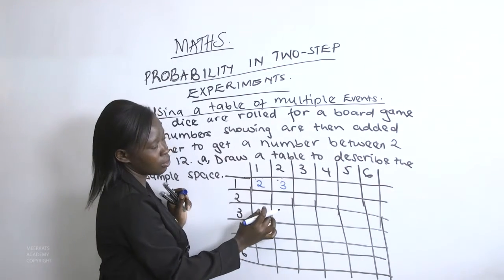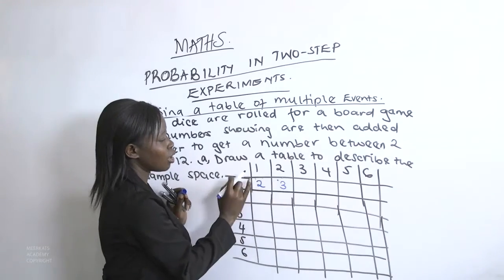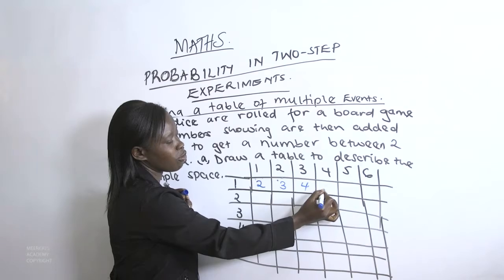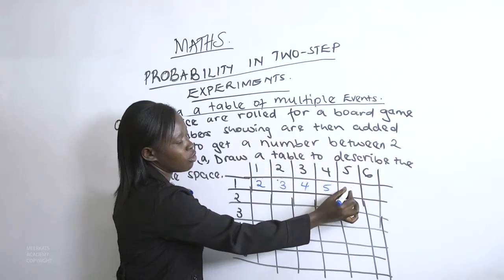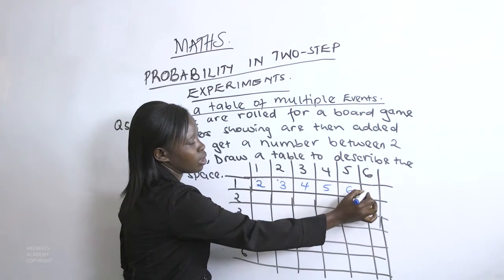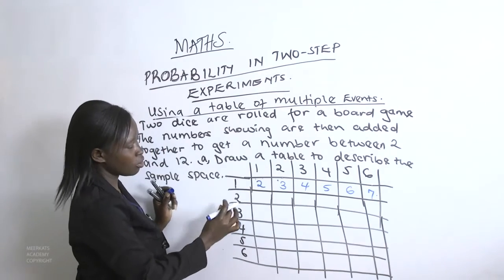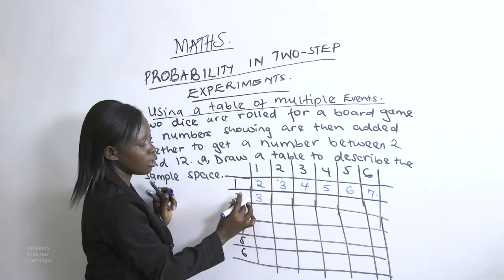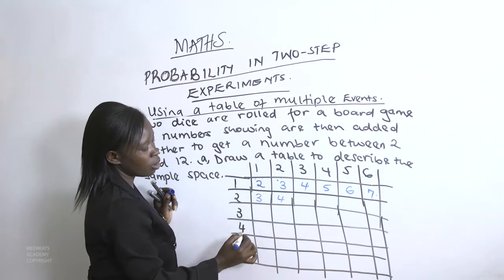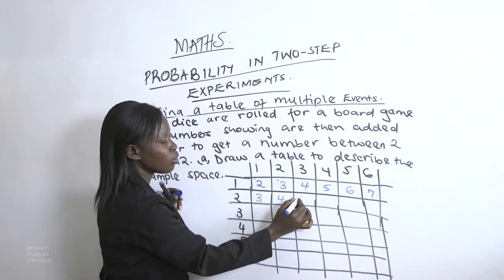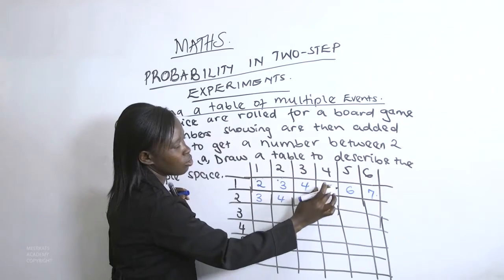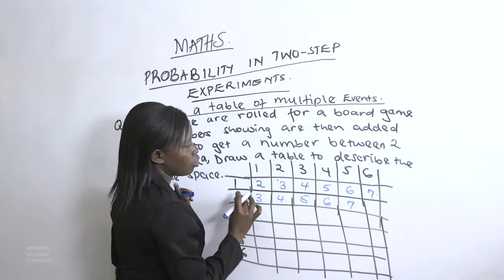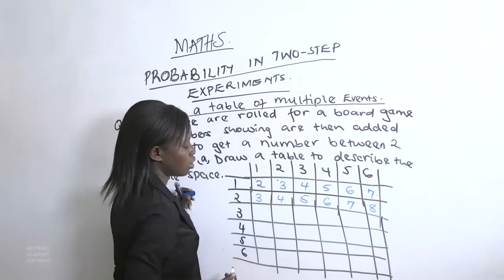Then 1 and 3 will show in this category. 1 plus 3 will give us 4. Then we have 1 and 4, so 1 plus 4 is 5. 1 plus 5 will give us 6. And 1 plus 6 will give us 7. The next outcome, we have 2 and 1 showing. So 2 plus 1, that is 3. 2 plus 2 will give us 4. 2 plus 3, we get 5. Then 2 plus 4, that is 6. 2 plus 5, we get 7. 2 plus 6, we get 8.